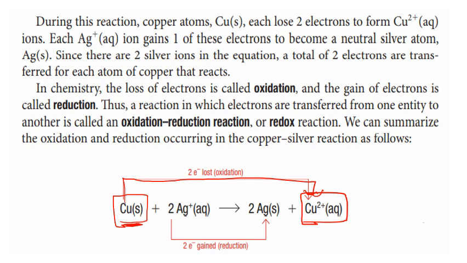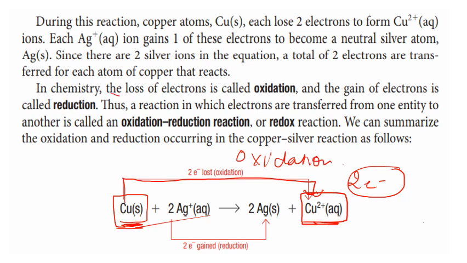It lost 2 electrons, right? How can copper become copper 2 plus? By losing 2 electrons, right? So loss of electrons in chemistry is referred to as oxidation. Okay, so the loss of electrons is called oxidation. So we can say that copper is undergoing oxidation.